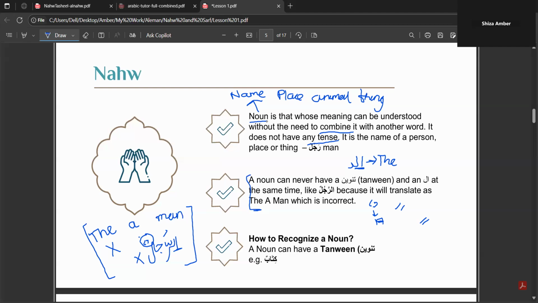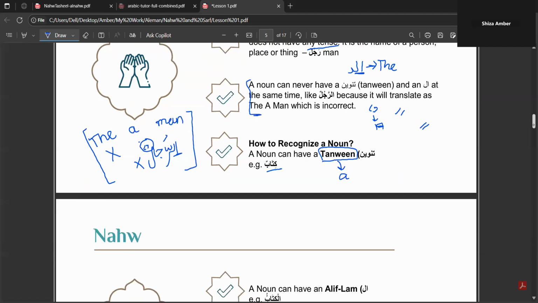So a noun can have a tanween at the end. The ending of the word may have a tanween, such as kitabun. Kitabun has tanween at the end, right? So this tanween indicates that this is a noun. And you can see that I haven't attached al before it. So al kitabun will be wrong, but since it has kitabun, it will translate into a book, because the tanween will translate into a. Tanween is a. Okay, following?